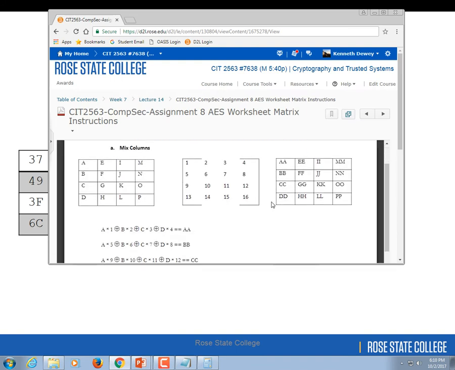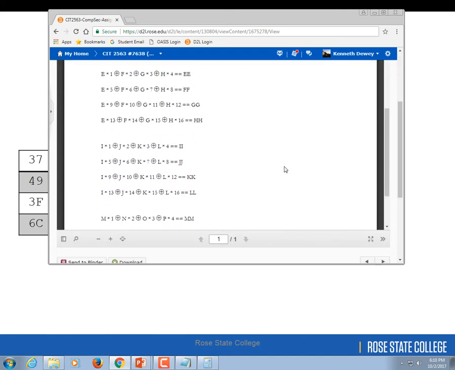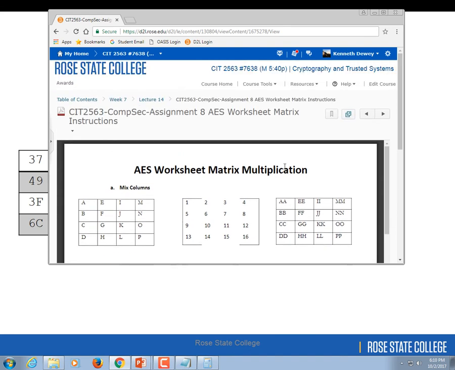I label them all. So A times 1, XOR B times 2, XOR with C times 3, XOR with D times 4. All those things give us AA. So I got this chart for you. This will tell you how to do every one, because when we walk through this, you're going to be like, what? What went where?